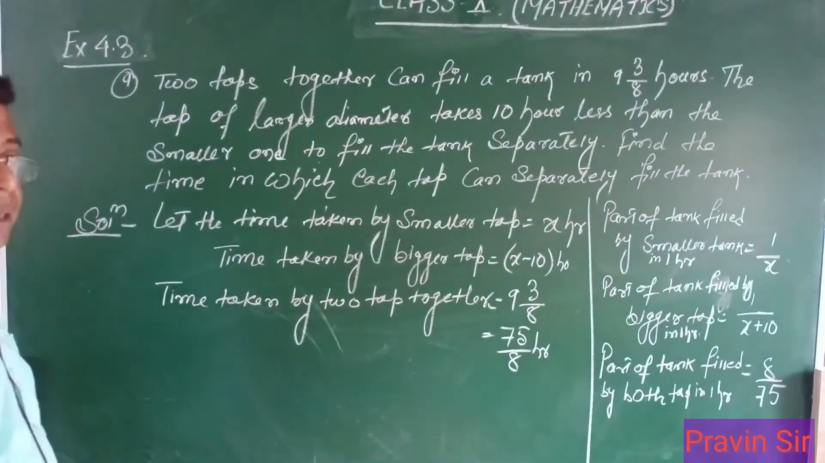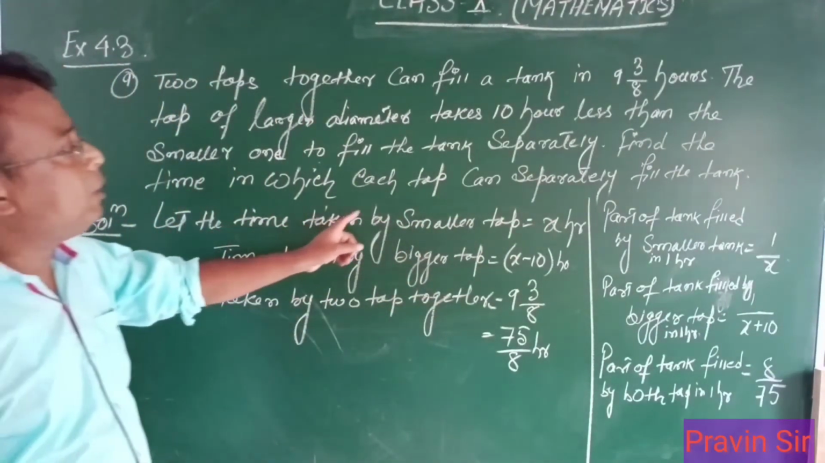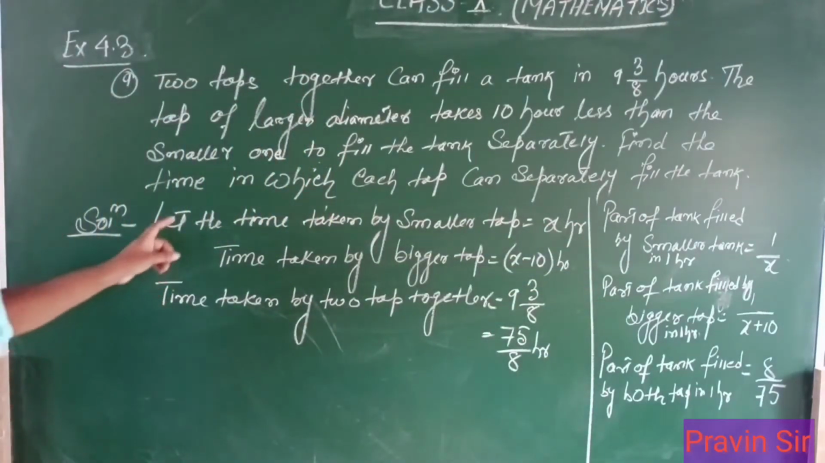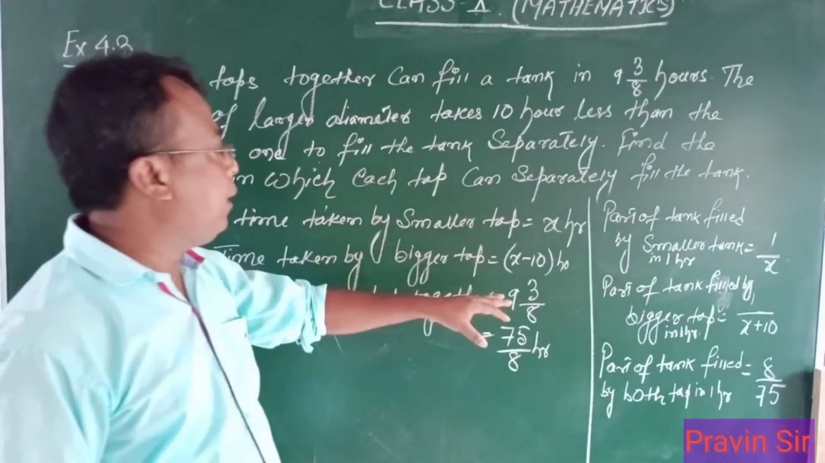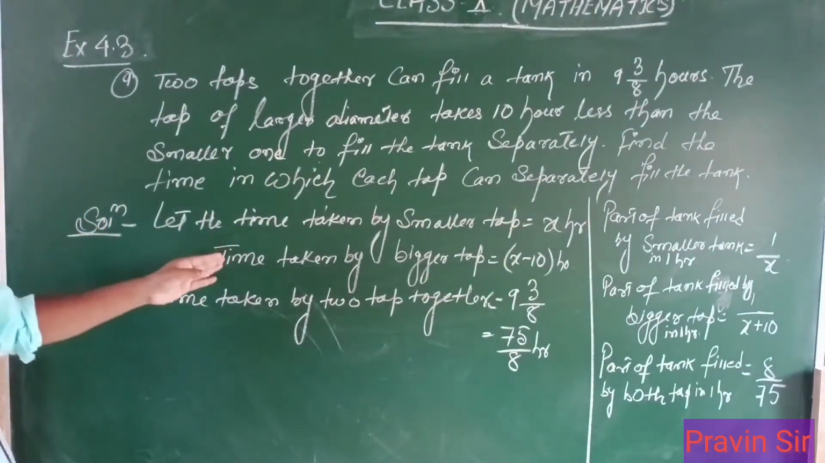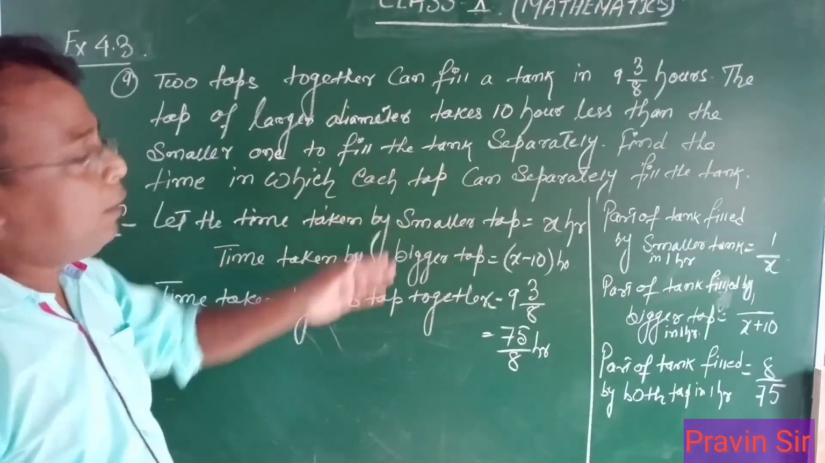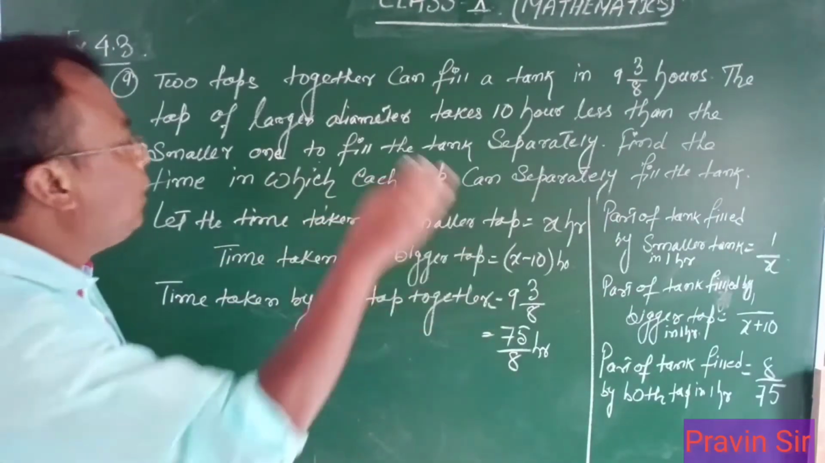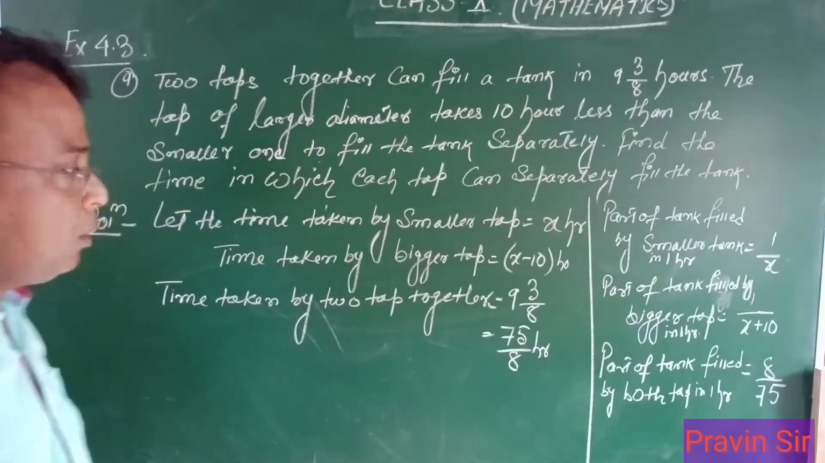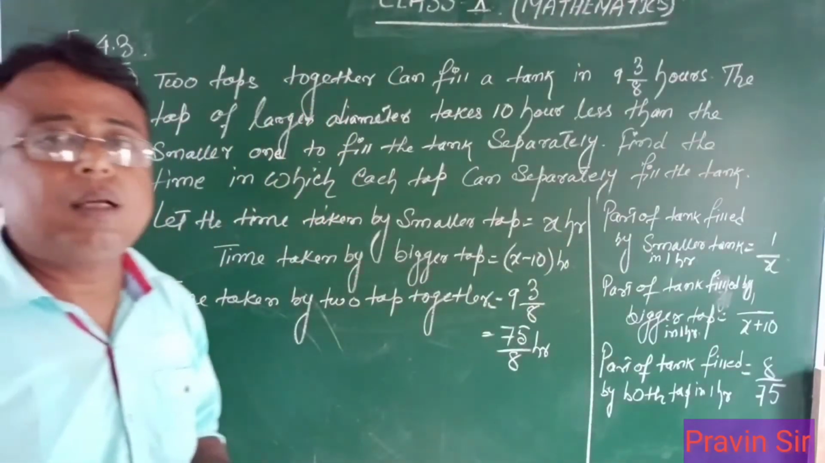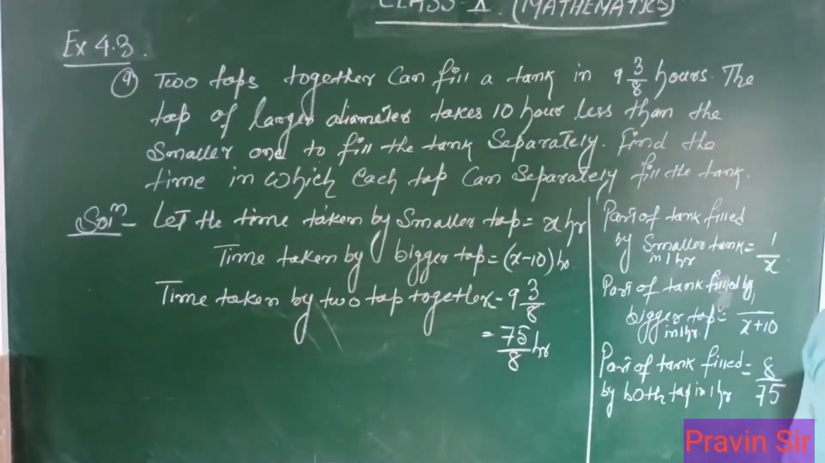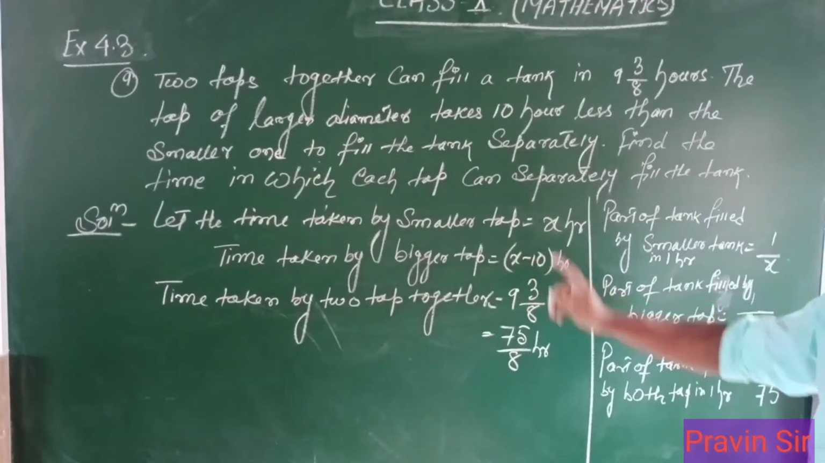So here what I did, let the time taken by the smaller tap be x hours. We have supposed that the time taken by the smaller tap to fill the tank is x hours, and similarly the time taken by the bigger tap, it is given that it takes 10 hours less than the smaller one. That's why I have written x minus 10 hours. The bigger tap takes 10 hours less than the smaller one to fill the tank, that's why I have written x minus 10 here.